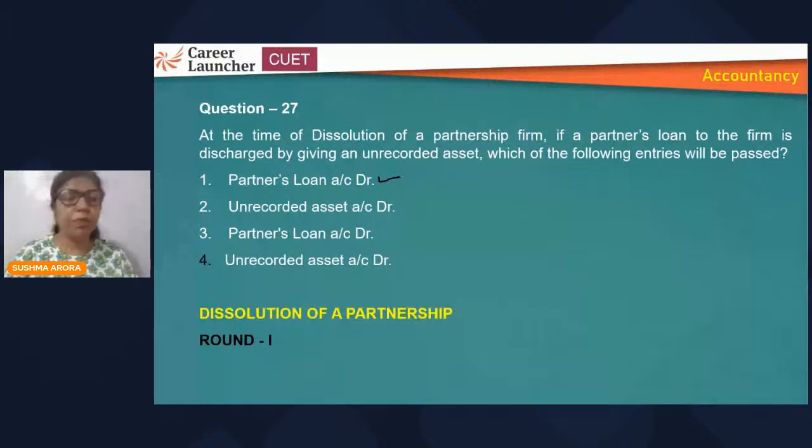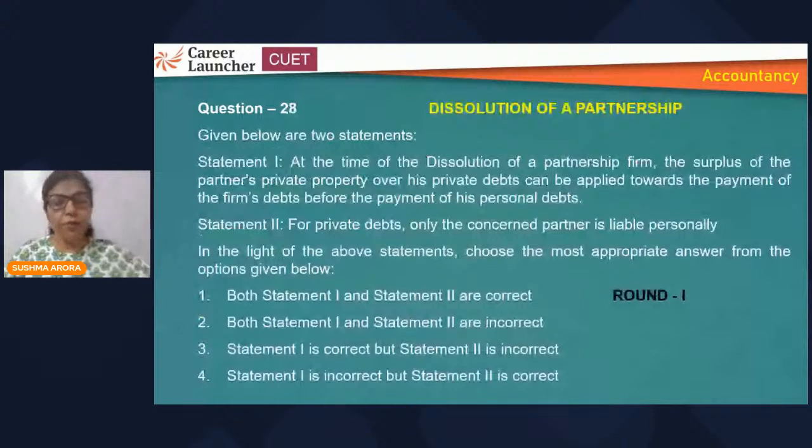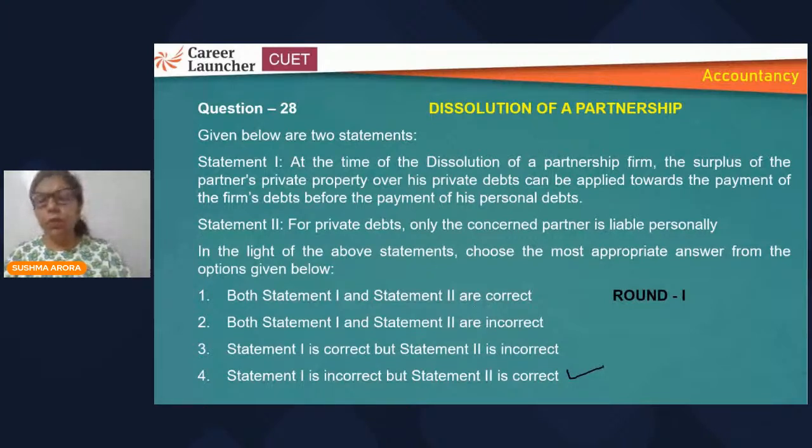Now 28. At the time of dissolution, the surplus of the partner's private property over his private debt can be applied towards the payment of the firm's debt. No. First, he will pay the personal debt. And for private debt, only the concerned partner is liable. So option 4 is correct. First he will pay his debts, then the firm's debt, and he will be liable personally.